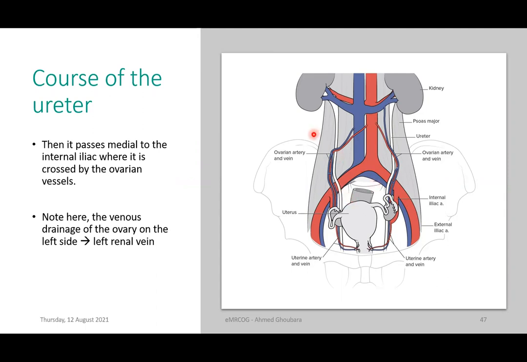Is this clear, guys? Because I need to make a point here. This is important. Can you locate in this picture a very important difference between the left side of the body and the right side? Can you see the venous drainage of the ovary on the left side and on the right side? Do you not notice anything? What's the difference between the venous drainage of the ovary on the left and right side?